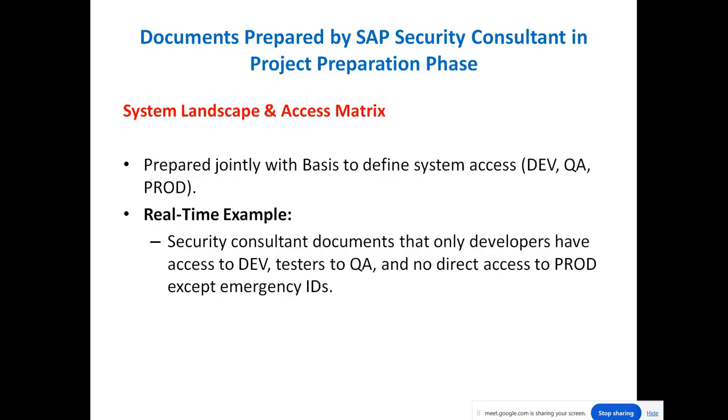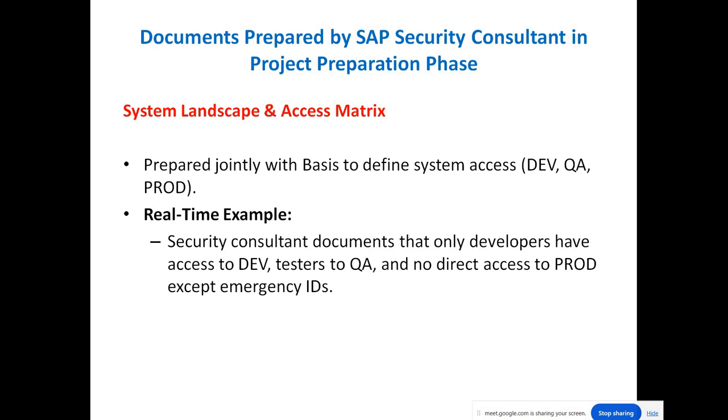We are going to prepare jointly with the basis team. See, the basis and security team working together. Remember, working together to define system access like development, quality, production. How we are going to access, how we need to maintain the matrix, access matrix we need to prepare. So both of us are jointly working together and preparing this landscape and access matrix.